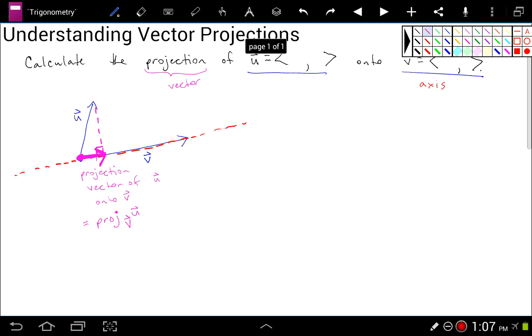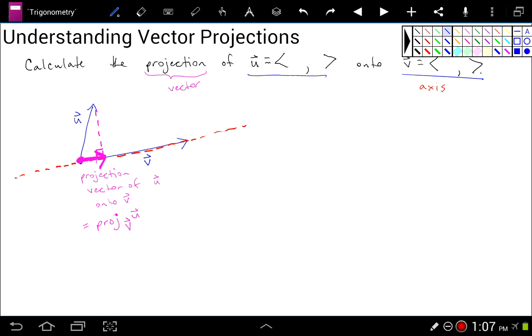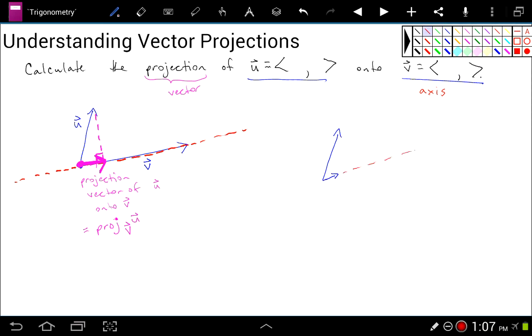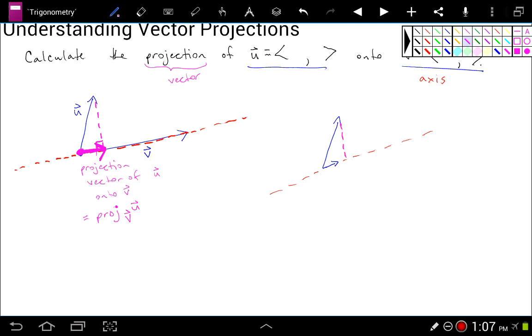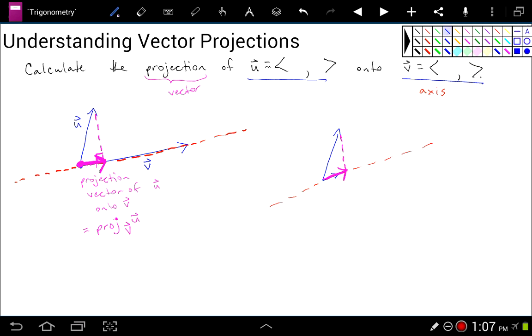Alright, great. Now, let's look at this again. Say this is u, and this is v. Well, notice that my v-axis is still the same. So if I was projecting u onto v again, I would get the exact same vector as I did before. So if my axis is the same, independent of the vector, then my projection will be the same. Also, if this was u, and now this is v, my axis is the same once again. My vector v points in a different direction, but my axis is the same, so my projection vector will be the same again. Okay?